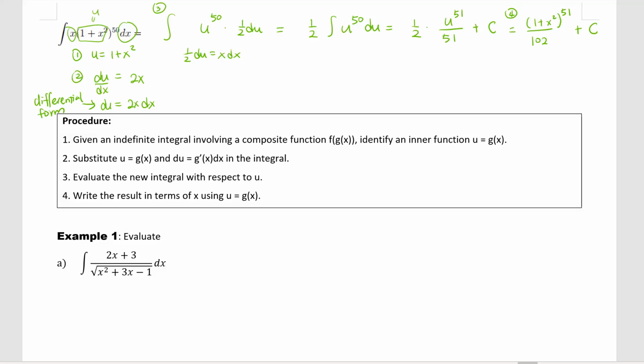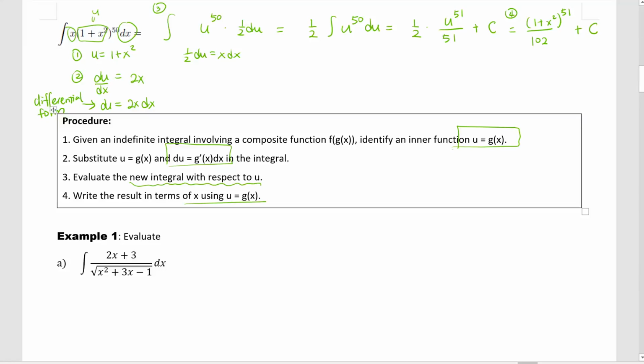Let's summarize what we have done. First step, we let u be the inner function. Second step, we define what du is: du is g prime of x dx. And then third, we get the new integral with respect to u, and solve that. And the fourth step, put the x back using u equals g of x. So those are the four steps.